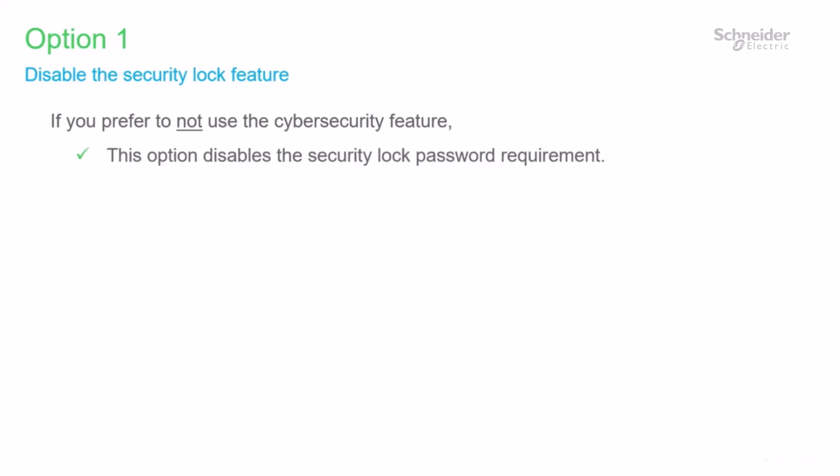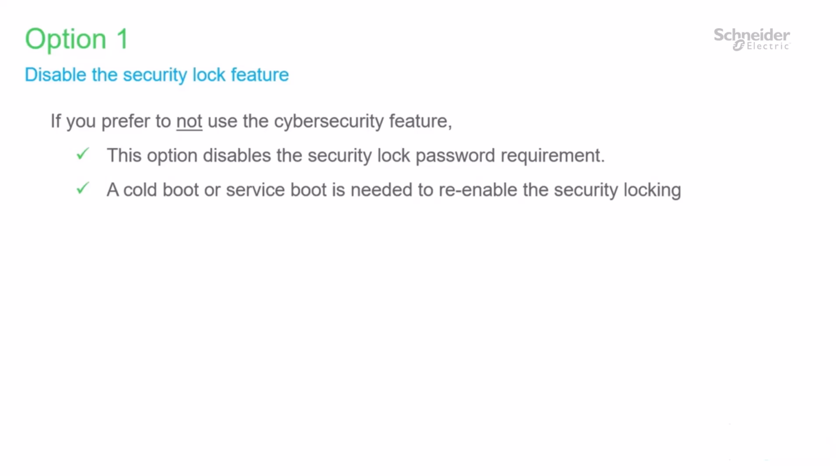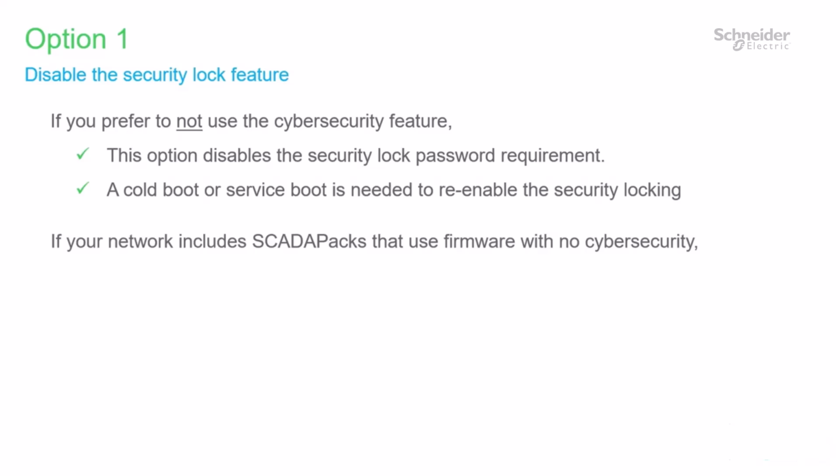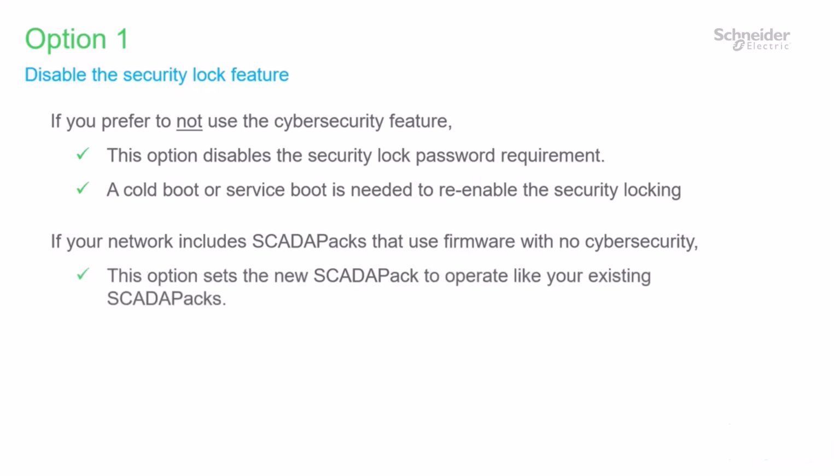Option 1, how to disable the security lock. Note that the device must be unlocked or the feature disabled in order to edit and write configuration changes to it. This option will disable the requirement for a security lock password. Cold boot or service boot is needed to re-enable the security locking. And if you have other SCADAPacks on your network that use firmware without the cybersecurity feature, this option will set the new SCADAPack to operate like your existing SCADAPacks. I'll demonstrate from Telepace Studio.